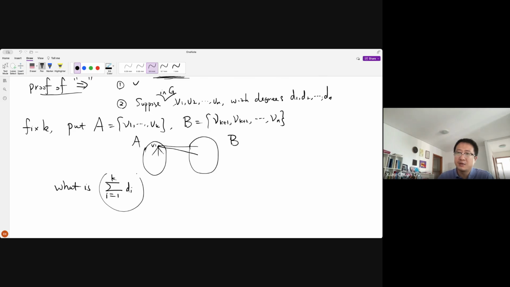And what is this sum exactly? This actually involves all the edges which have at least one vertex inside A. But there are two situations. Some edges, for example, e here, are counted twice by this expression. Do you agree?